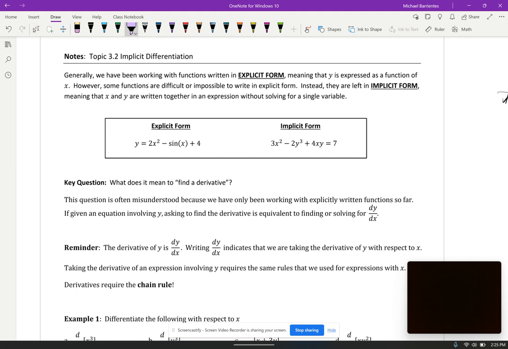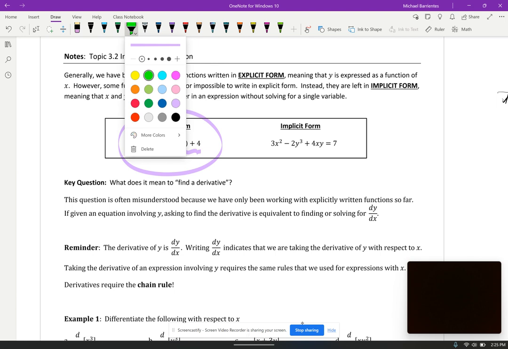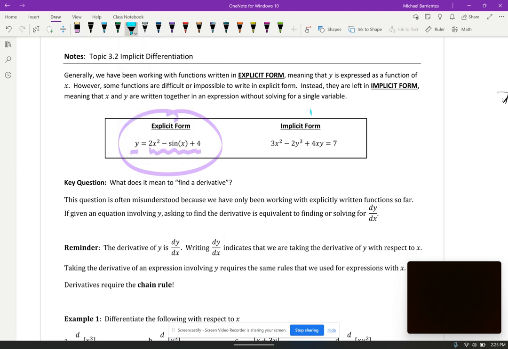There is explicit form, and explicit form means we definitely know, it is clear that y is equal to all of this. And then we can also have what's called implicit form. And as you can see in implicit form, my equation is not solved for y. So I don't know what y equals. I don't know what x equals because all my terms are mixed together. However, this is a perfectly legal equation, right?